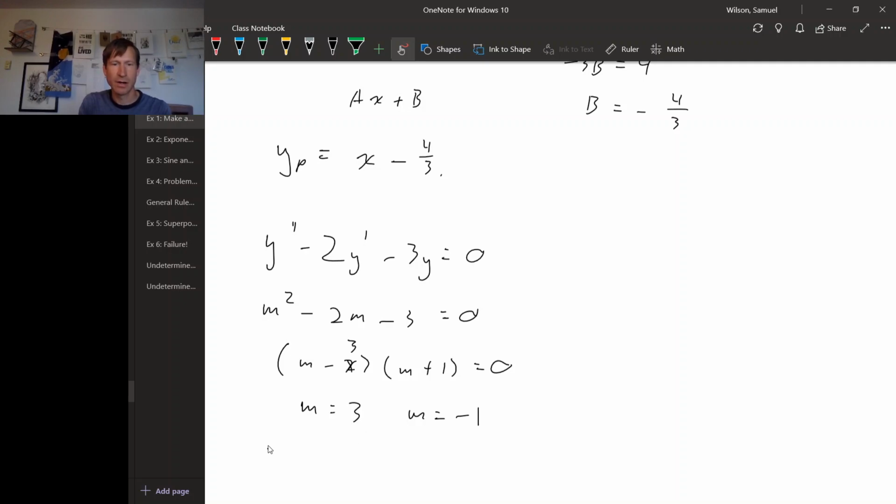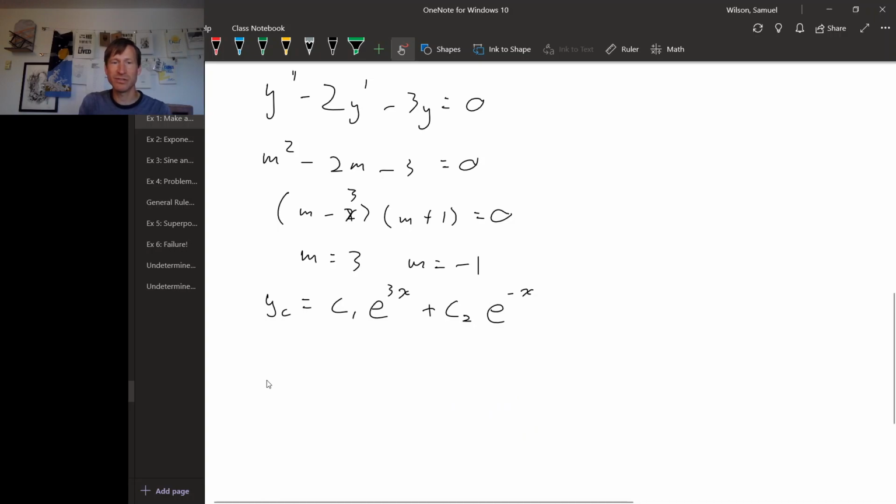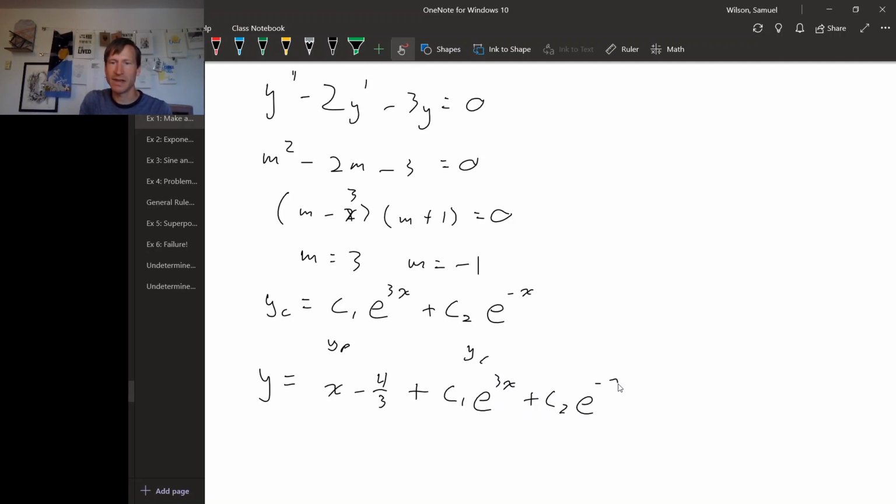So our complementary solution is some constant times e to the 3x plus some other constant times e to the minus x. And now we can put the particular solution and the complementary solution together. So our general solution to the original non-homogeneous differential equation is the particular solution, which was x minus 4/3, plus our complementary solution, which was c1 e to the 3x plus c2 e to the minus x.